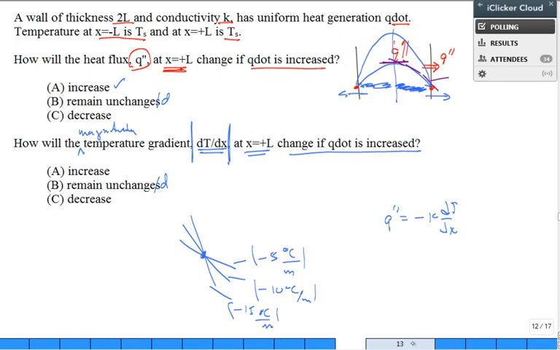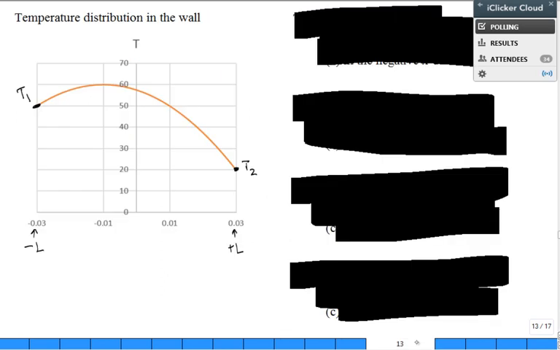All right, let's press forward. We have a temperature distribution in the wall.